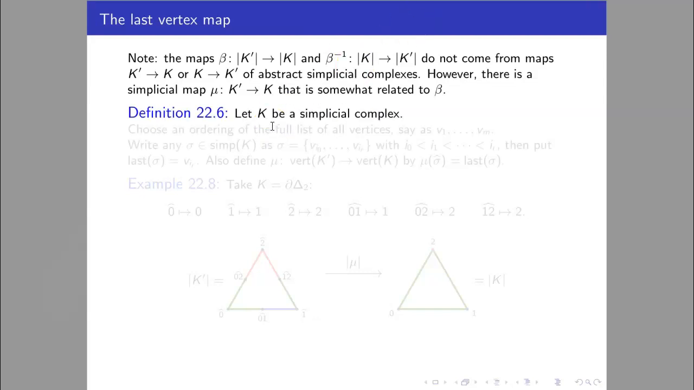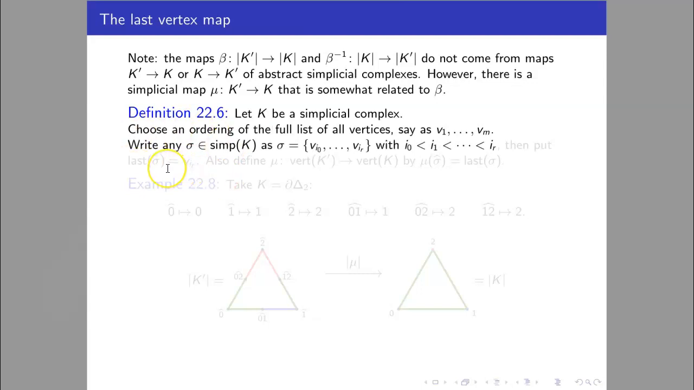So for this, we let K be an abstract simplicial complex, and we need to choose an ordering of the full list of vertices. So you've got vertices v1 up to vm. We're going to choose an order. And so now if we've got some simplex sigma, that's a subset of the vertices, and we can write it as v_i0 up to v_ir with the indices in increasing order like this. So once we've done that, it's meaningful to talk about the last vertex, which will be this v_ir. We're going to call that last sigma.